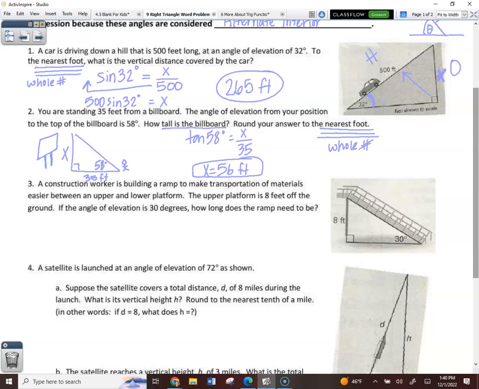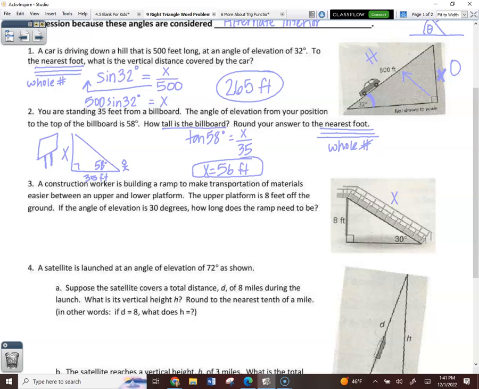Notice the picture does not have X placed. You do have to read it and figure out what it's actually asking you to find. It says, how long does the ramp need to be? Where would that be in my picture? That would be the hypotenuse.